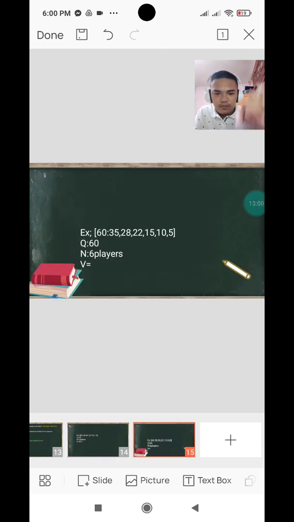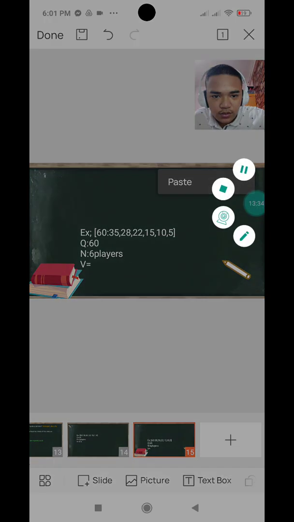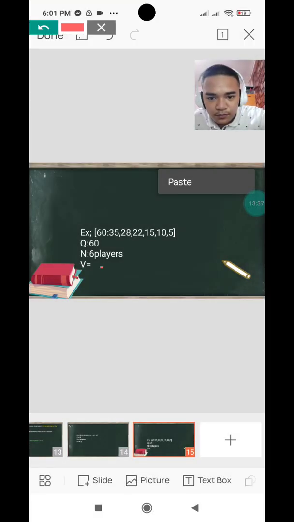We have a last example of our reporting, ma'am. Here 60 is our quota, with 35, 28, 22, 15, 10, and 5. That would be our 6 players. We add those: 35 plus 28 plus 22 plus 15 plus 10 plus 5. We have 115 here. 115.